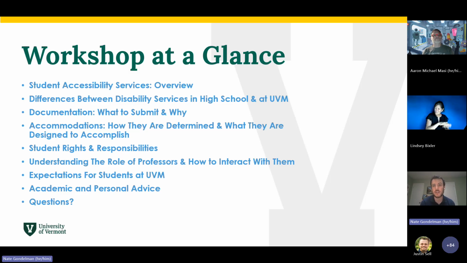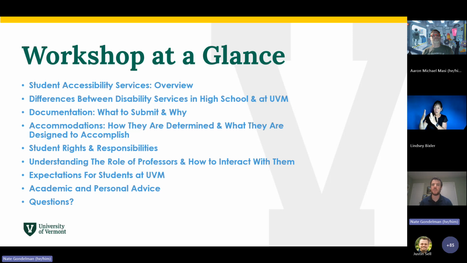We'll talk about the documentation that students should submit to establish their eligibility and why we request that documentation. We'll also talk a little bit about accommodations, in terms of how we make determinations around eligibility and what the purpose of accommodations is for students in a higher education setting. We'll also get into detail about student responsibilities and rights, and there is some difference from a K through 12 context to higher education. We're going to talk about faculty and how to work with them around accommodations, because that is different than working with teachers in a high school setting.